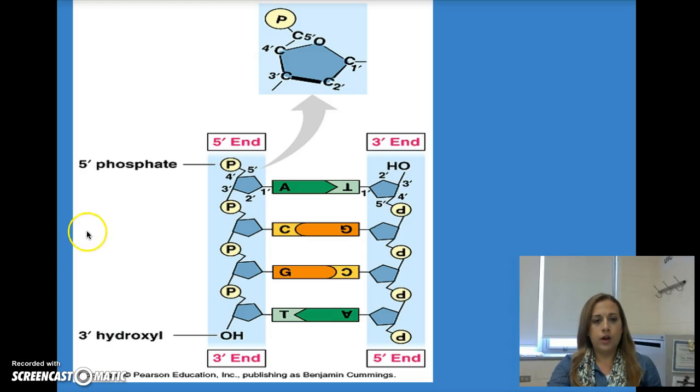So if we're looking at that, we've got our 5 prime end to 3 prime. So you can only build going in that direction. Why do we call it 5 prime and 3 prime? It has to do with the carbons.